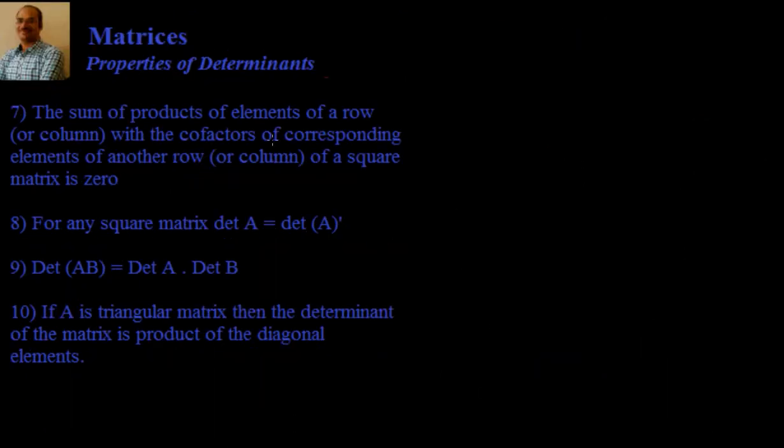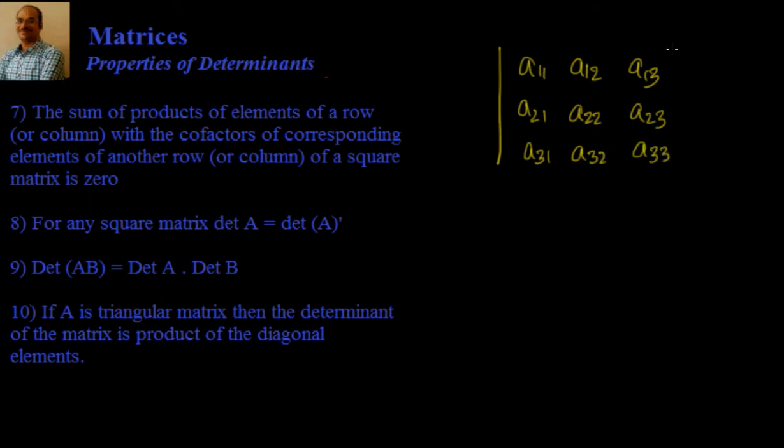Okay, so the sum of products of elements of a row with the cofactors of corresponding elements of another row of a square matrix is 0. What's the meaning of that? Suppose you have a square matrix with elements A11, A12, A13. You have A21, A22, A23, A31, A32, and A33. Okay, there is a matrix and you want to find out the determinant of it.